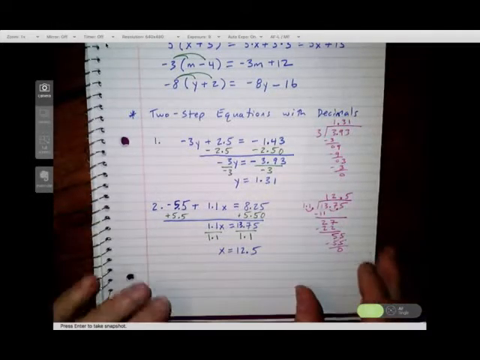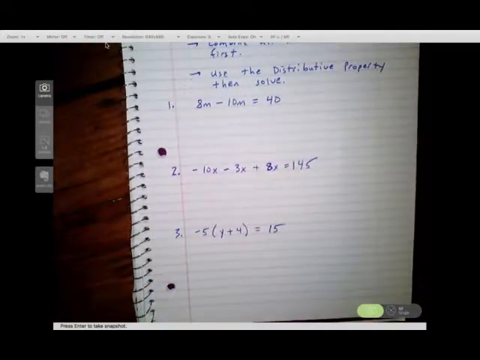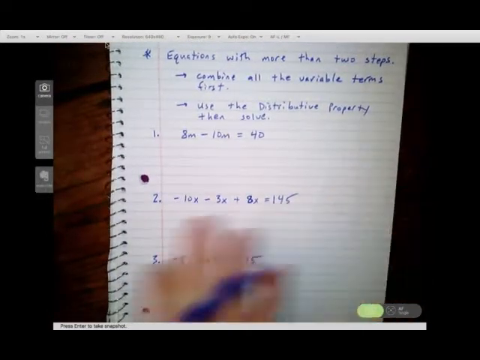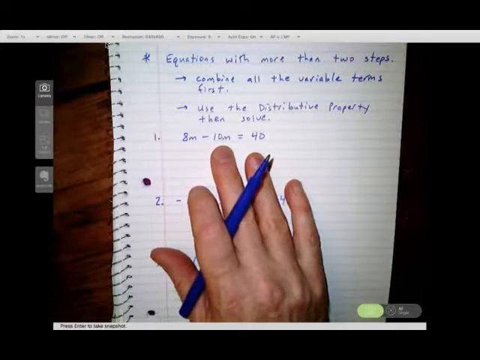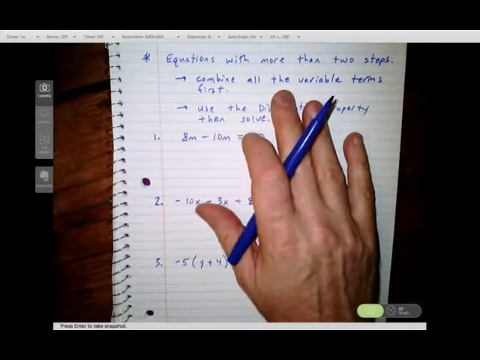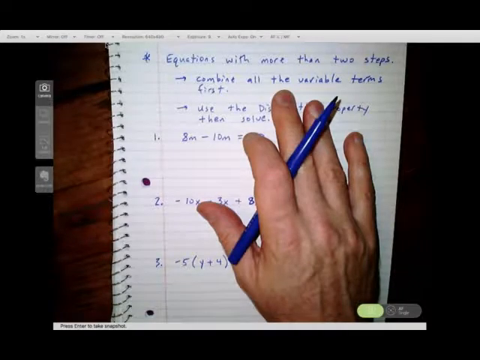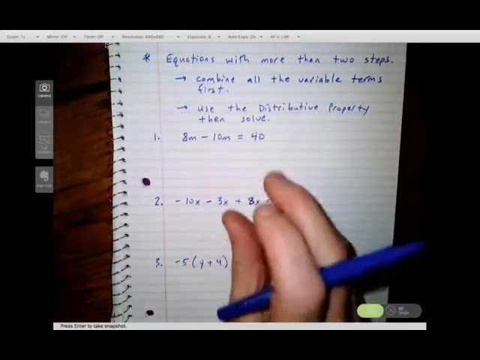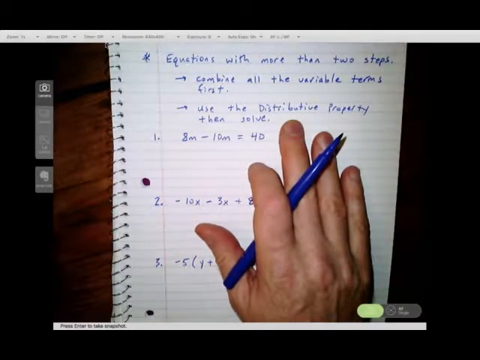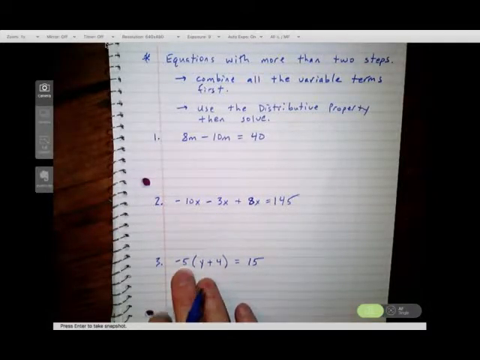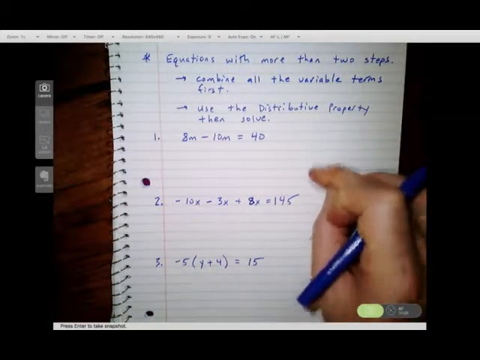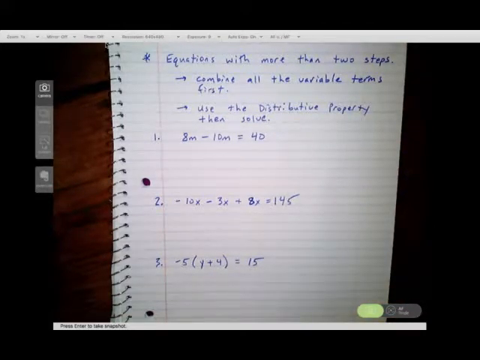All right, the next thing we're going to do is equations with more than 2 steps. That might involve the distributive property, as you can see down here. This one actually still only has 2 steps, and I'll explain that in a minute. What we're going to do is combine all the variable terms first. Before we do any solving, we want to get all the variables clumped together in one term. You may need to use the distributive property when you have parentheses with a number outside like that. Neither of these two needs the distributive property.